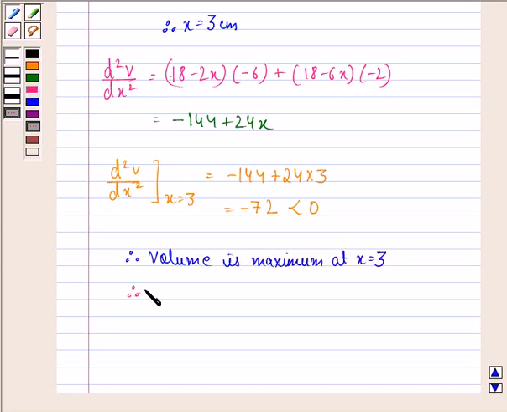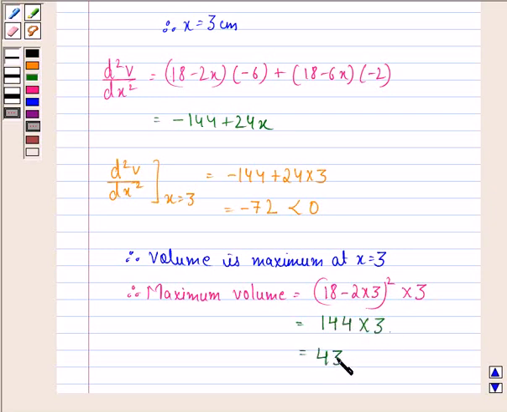Therefore, the maximum volume is equal to (18 minus 2 into 3) the whole square multiplied by 3. That is equal to 144 multiplied by 3, that is equal to 432 centimeter cube. So our answer to this question is that volume is maximum at x equal to 3 and maximum volume is 432 centimeter cube.